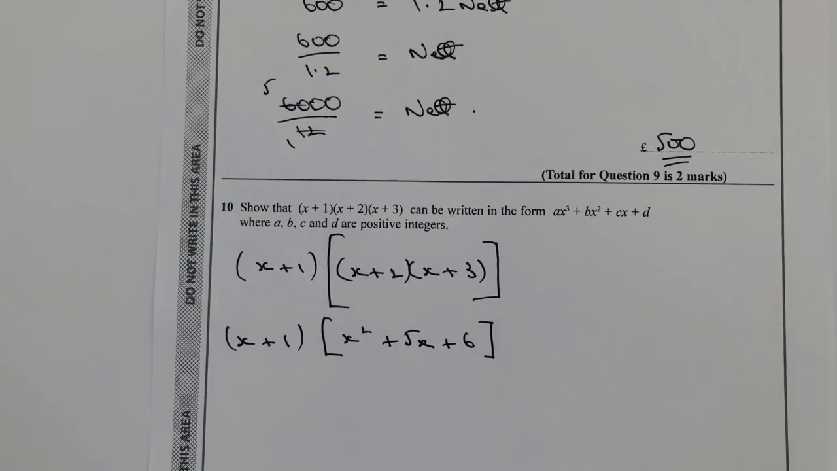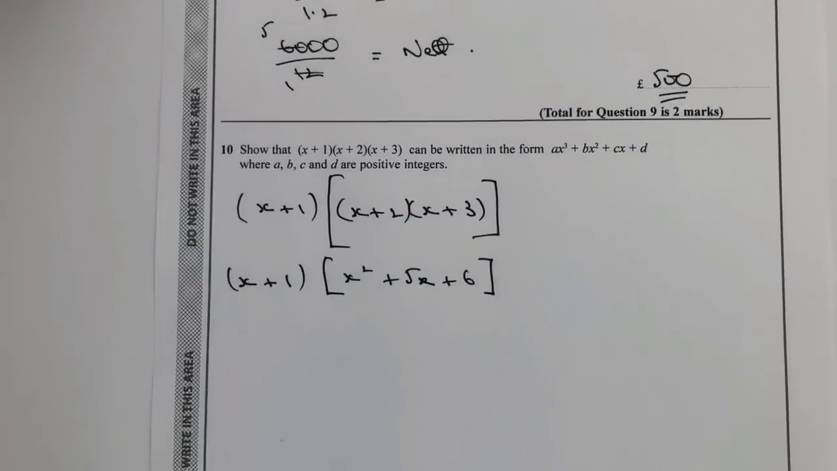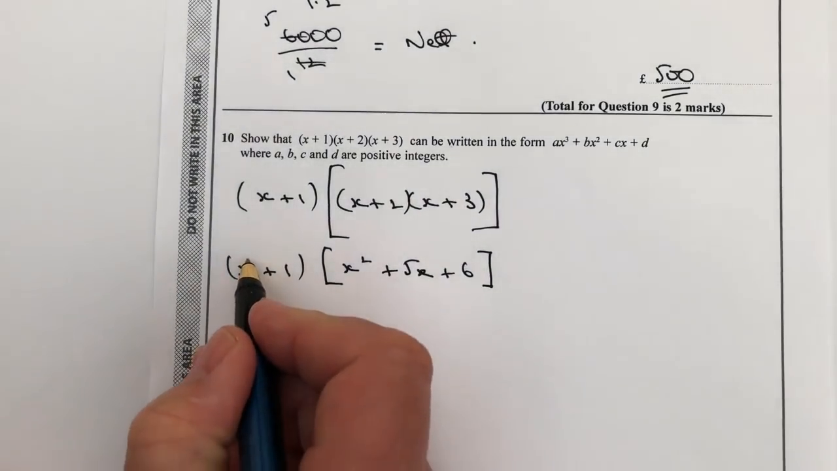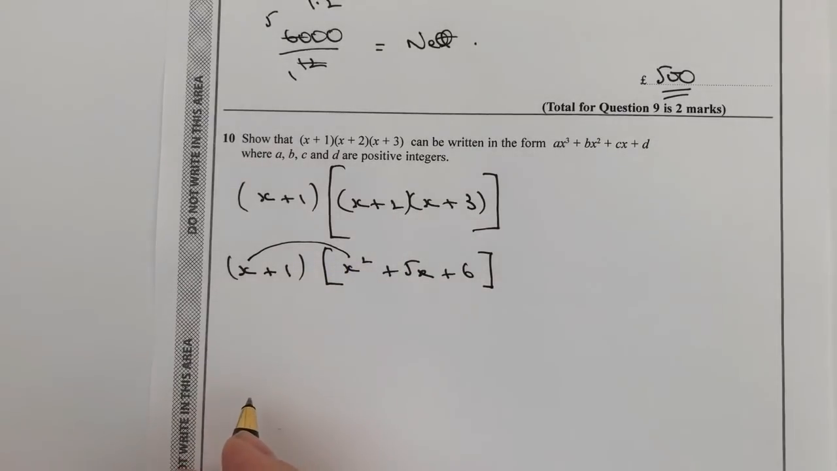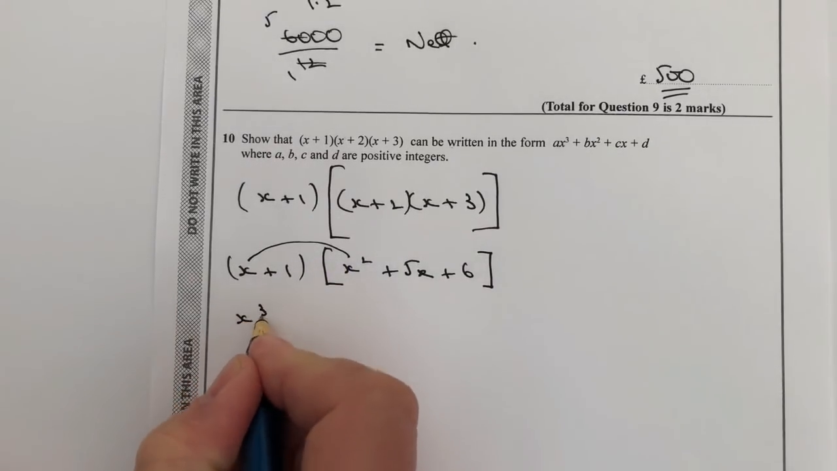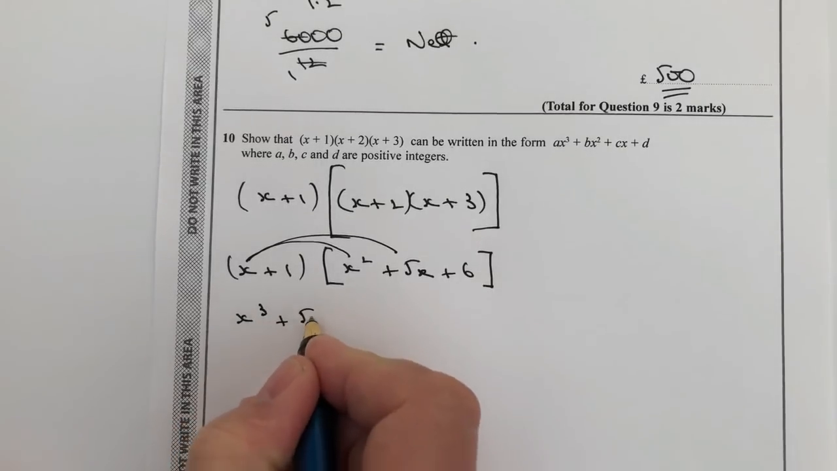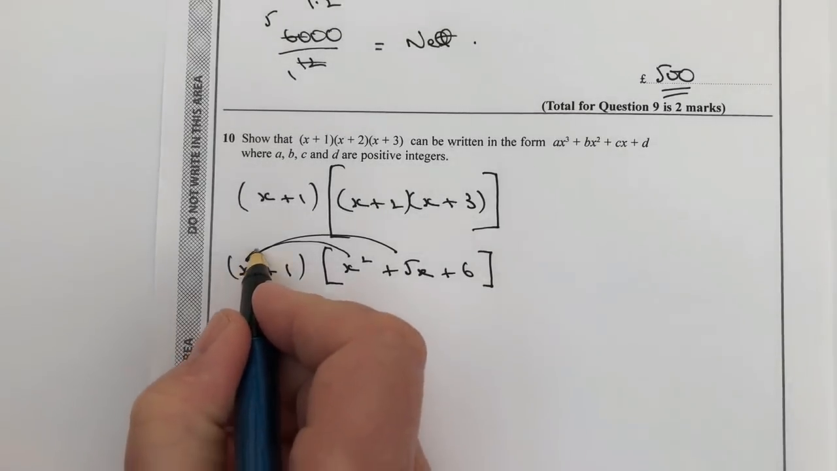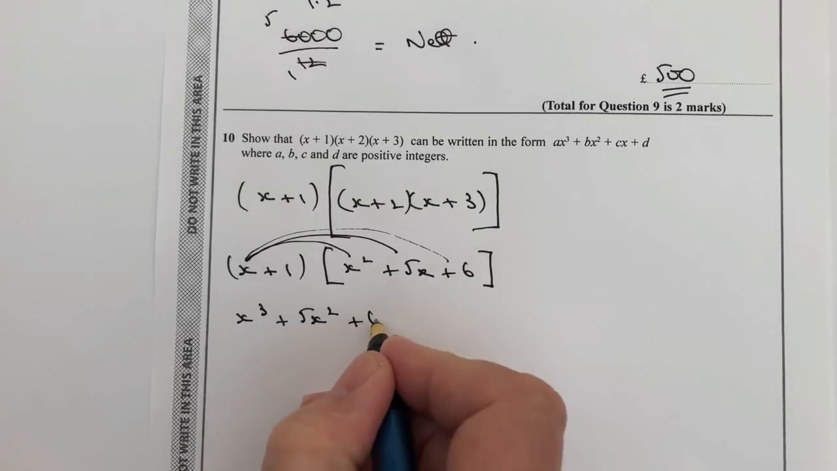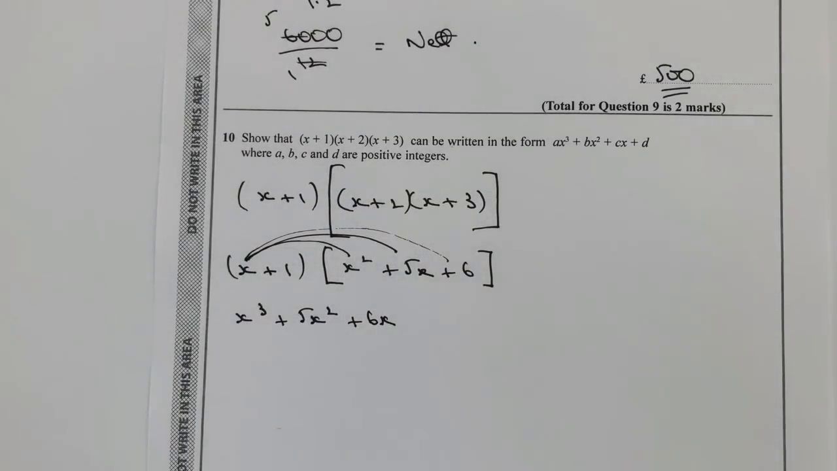Okay, so now I'm in a position where really I just need to multiply by this first part. So what I'm going to do is initially take the value of x first. I'm going to multiply that x by x squared. I'm going to get x cubed. And then x times 5x is plus 5x squared, and then x times 6 is plus 6x. Okay, hope that's all right for you.